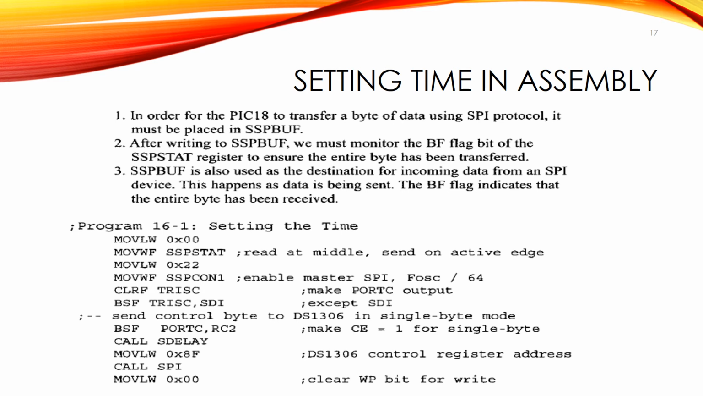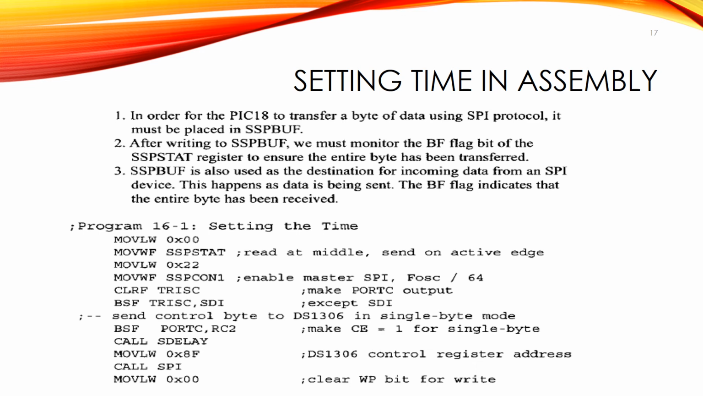Now we can see the code for setting the time. First of all, we move literal to W register 00, then MOVWF SSPSTAT, read at the middle, send on active edge. So CKE we have to set: MOVLW 0x22. Then MOVWF SSPCON1 to enable master SPI. There are three options, as we have seen, so we can use here Fosc divided by 64.